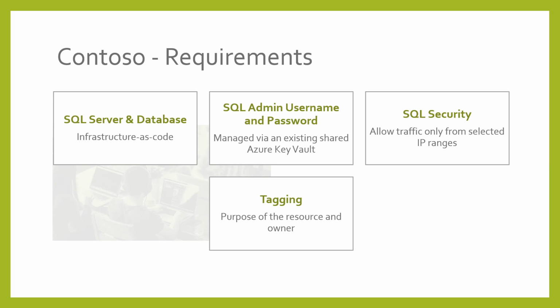The other thing about their requirement is they will only want to allow traffic from selected IP ranges, and initially this is going to be their office IP range. So this is what they're going to be passing in. We can think a little bit about the implementation, that it needs to be parameterized. And the last thing they need to follow is tagging, and again, we follow the same convention of having a purpose of the resource and owner.